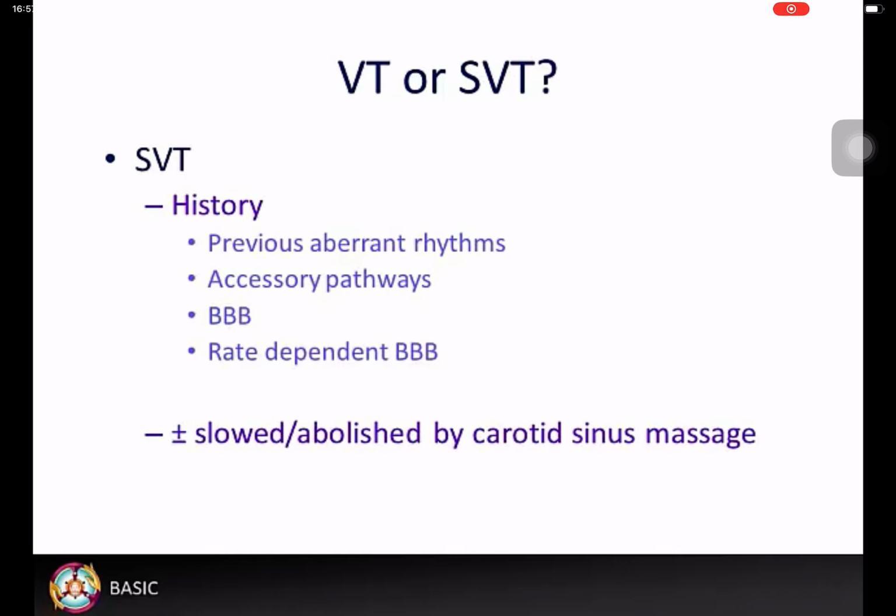Features suggestive of SVT are a history of previous aberrant rhythms, accessory pathways, bundle branch block, or rate-dependent bundle branch block, and slowing or abolition by carotid sinus massage.